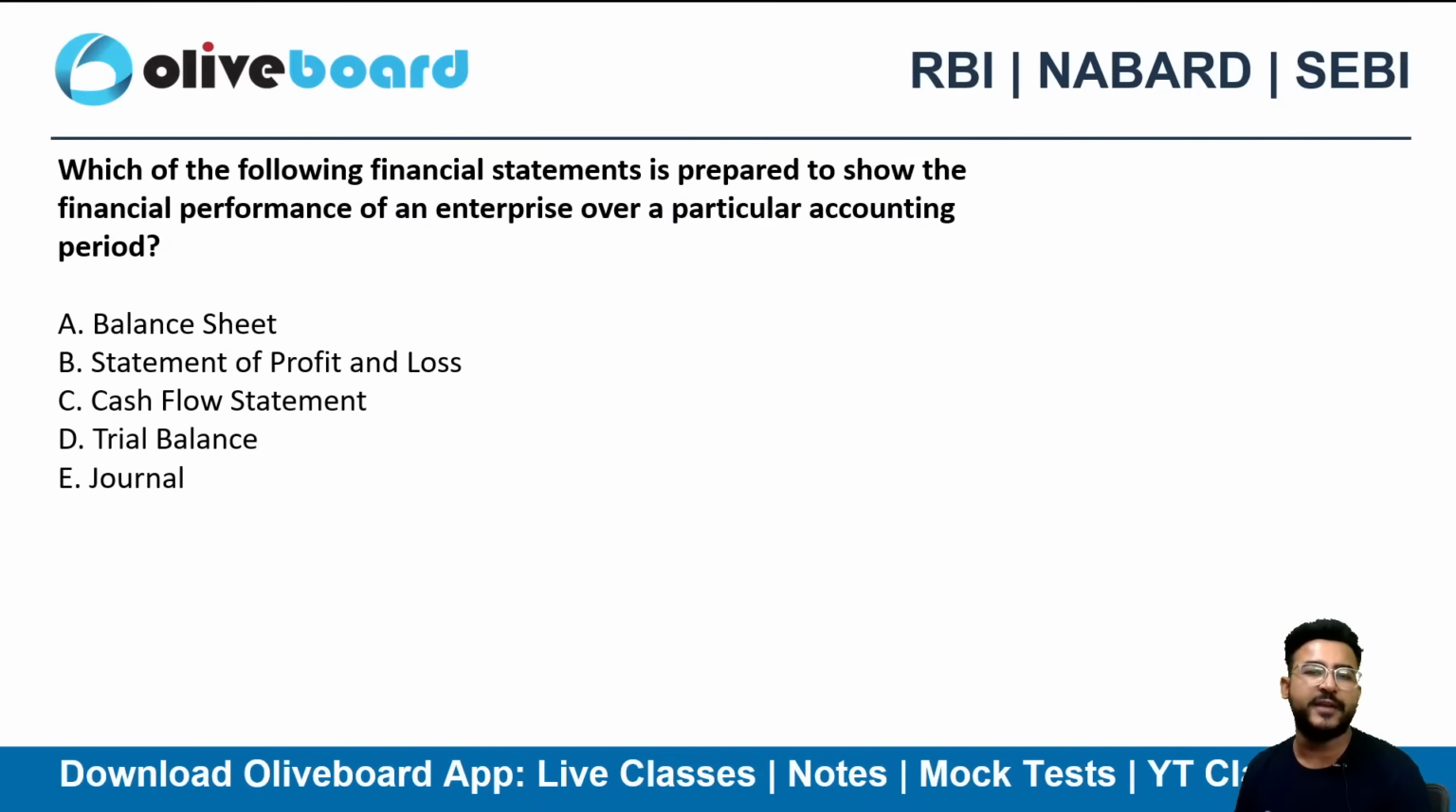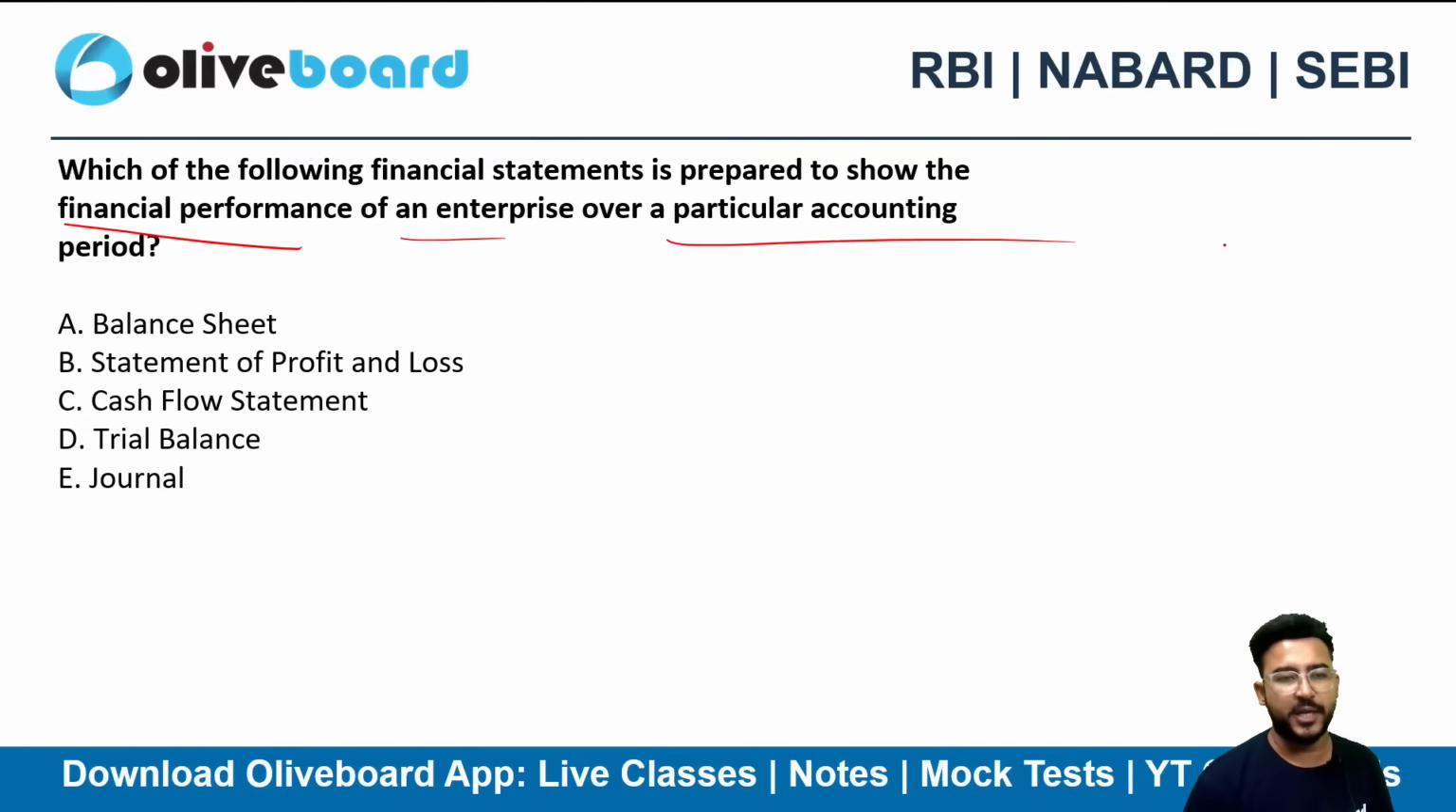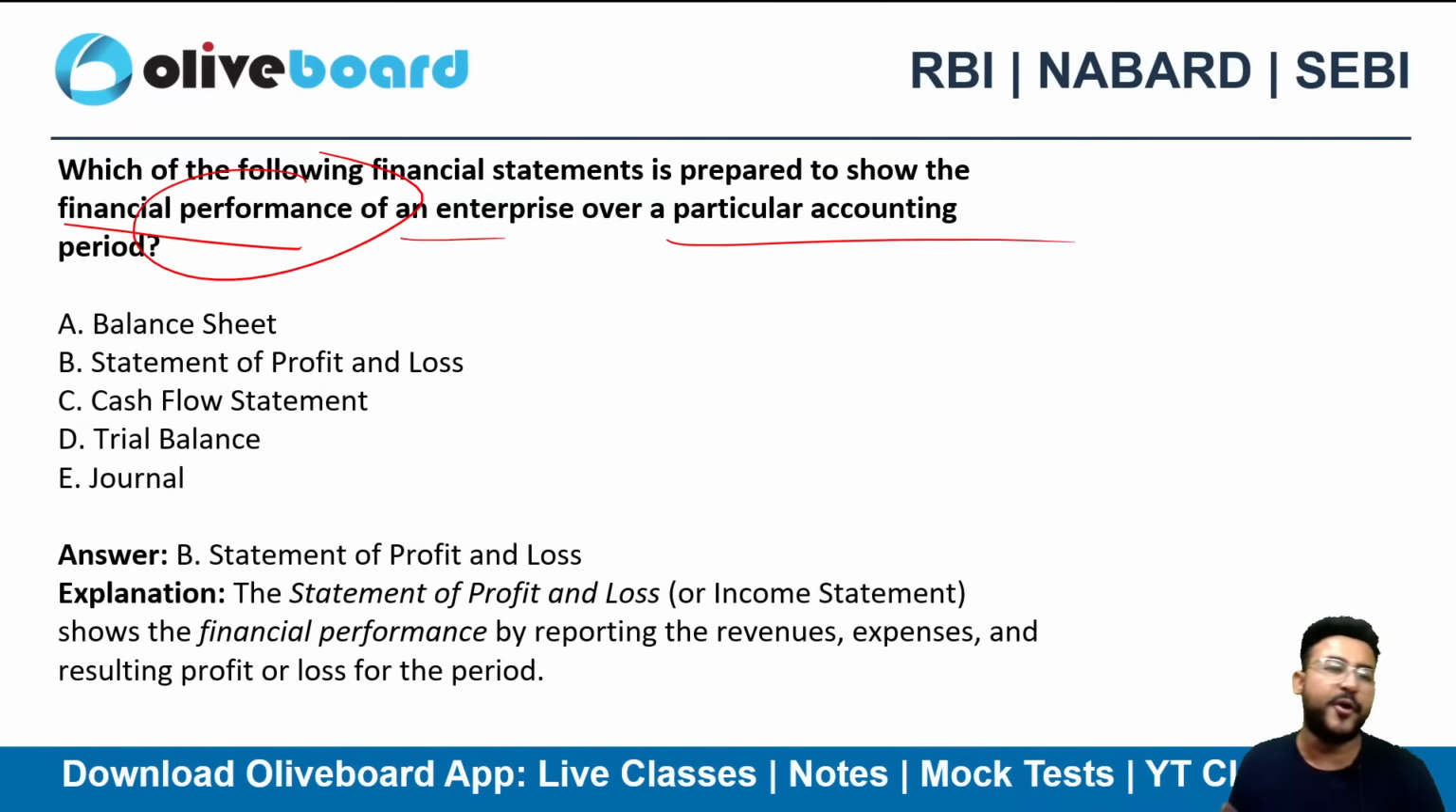Next one. Which of the following financial statements is prepared to show the financial performance of an enterprise over a particular accounting period? A very simple one. Guys, I'm not talking about the financial position. You are getting confused. I'm talking about the financial performance, and performance is always depicted by the profit and loss account and not the balance sheet. Balance sheet shows the financial position. P&L account shows the financial performance.